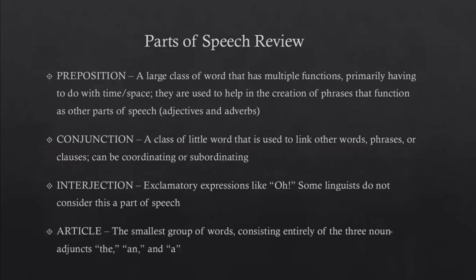I do. Same with articles, which is the smallest group of words, three noun adjunct words, the, an, and a, which have specific jobs that they do only in conjunction with nouns, and they consist of what we call the definite article, the, or indefinite articles, an and a. I think the names pretty much tell you what they do. Okay, so that's your parts of speech overview.